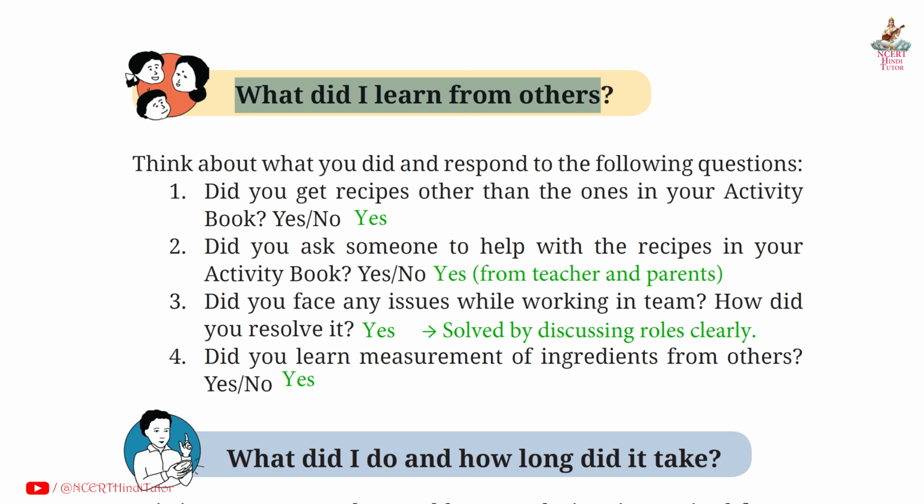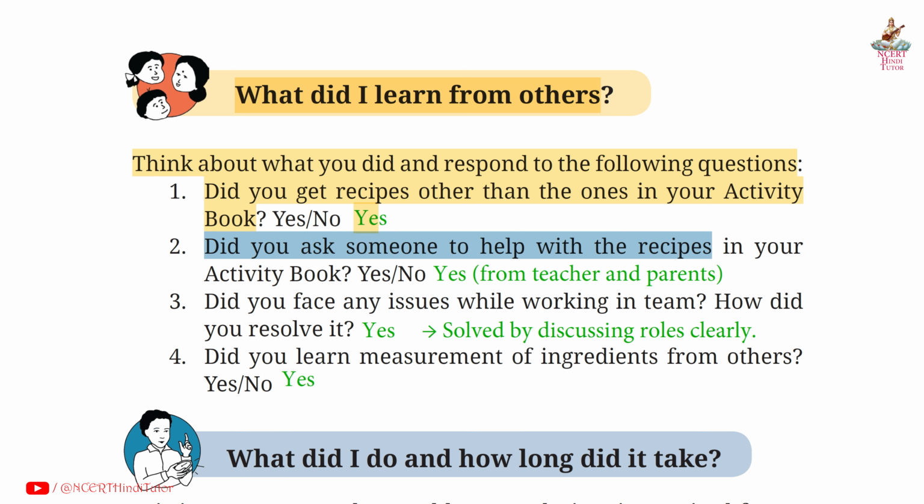What did I learn from others? Think about what you did and respond to the following questions. Question 1. Did you get recipes other than the ones in your activity book? Answer: Yes. Question 2. Did you ask someone to help with the recipes in your activity book? Answer: Yes, from teacher and parents. Question 3. Did you face any issues while working in a team? How did you resolve it? Answer: Yes, solved by discussing rules clearly.